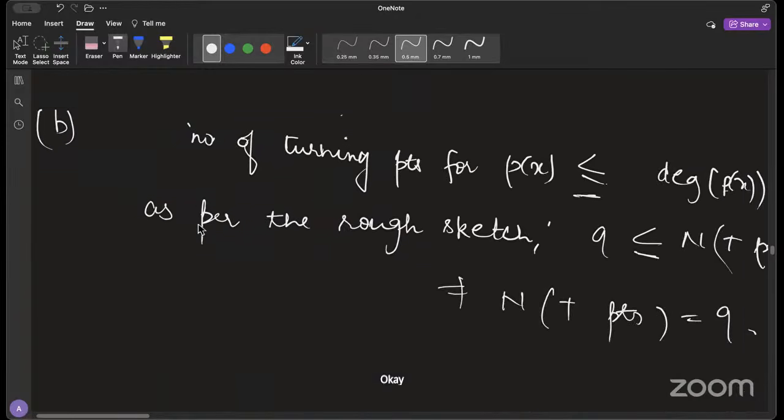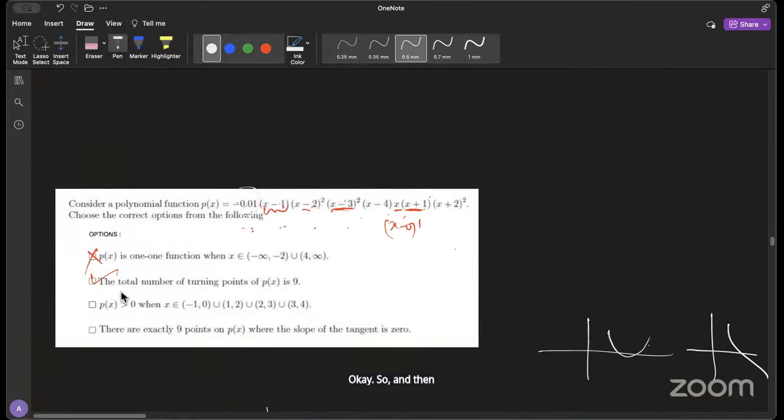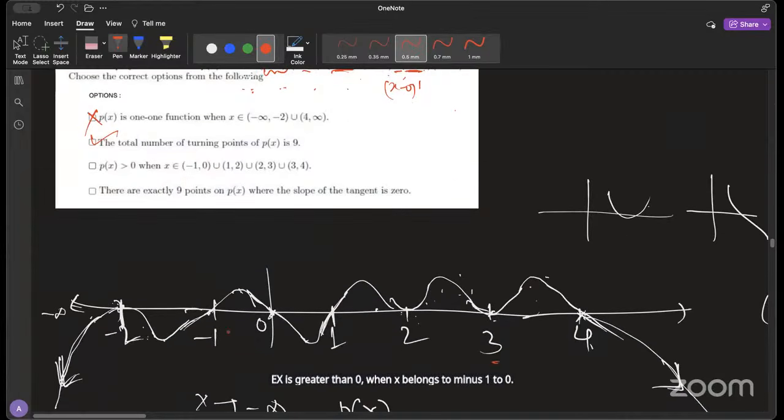Okay. And then we have the third option, which is P(x) is greater than 0 when x belongs to minus 1 to 0, this one, 1 to 2, this one, 2 to 3, this one, and 3 to 4, this one, which is true. So P(x) is strictly greater than 0 when x is in this interval or this one or this one or this one. That means this is also correct.